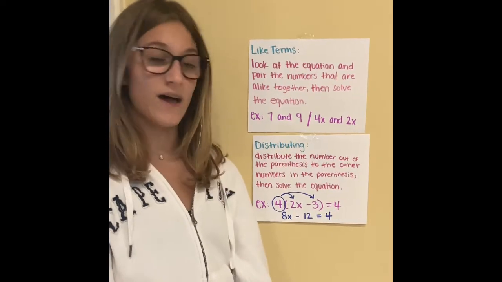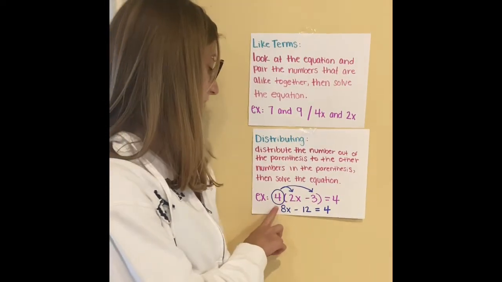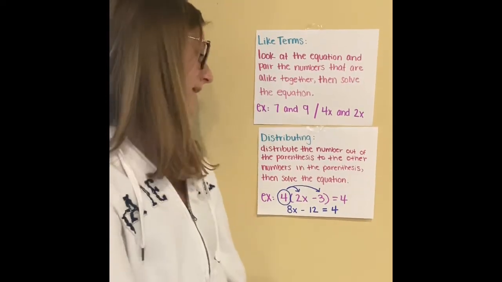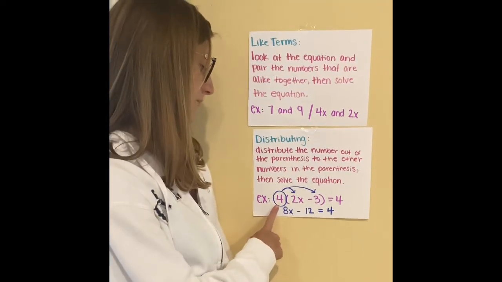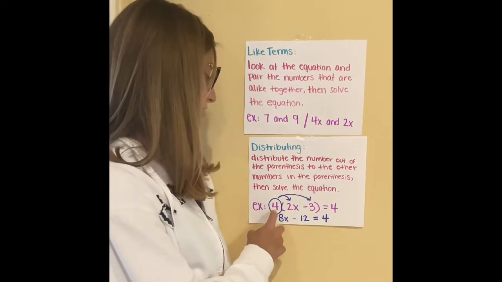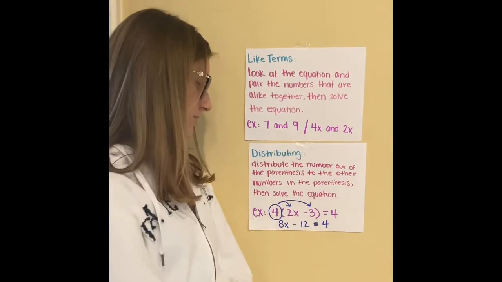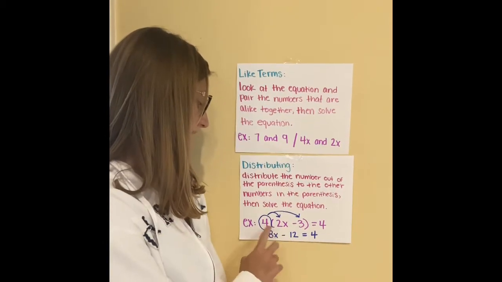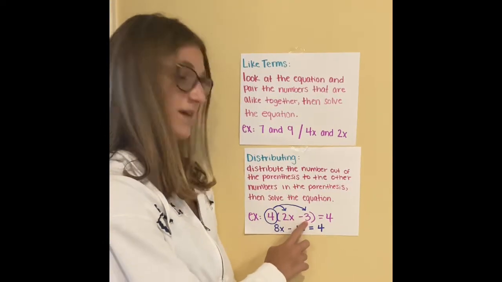So an example of how to do this is with this problem, 4(2x - 3) = 4. So you're going to look at this number, which is out of the parentheses, and then you're going to distribute it to these two numbers. And then once you multiply that, you are going to get 8x from here and negative 12 from here equals 4. Now let's get into solving multi-step equations.